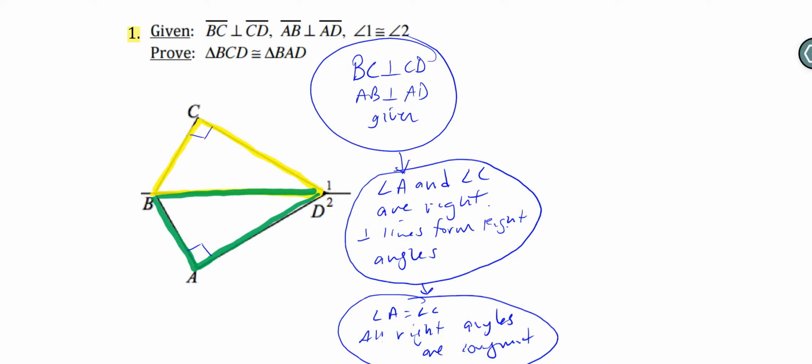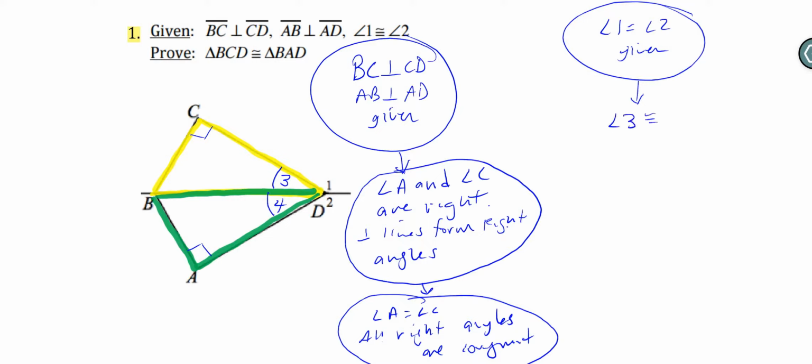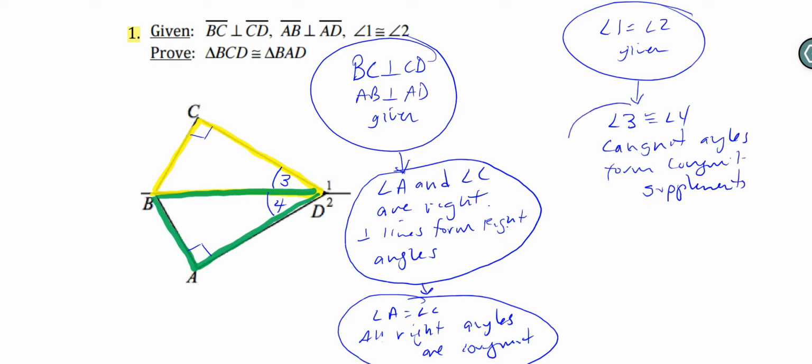Now we have to deal with this pesky angle 1 and angle 2. Notice angle 1 and angle 2 are not in our triangle, but adjacent angles 3 and 4 are. Now, one of the things that I know about angles is if they're congruent, their supplements are also congruent. So I could say angle 1 is congruent to angle 2, that's given. That tells me that angle 3 is congruent to angle 4 because congruent angles form congruent supplements. Now, if you're having trouble reading my handwriting, just listen to the video because I'm telling you what to write there.